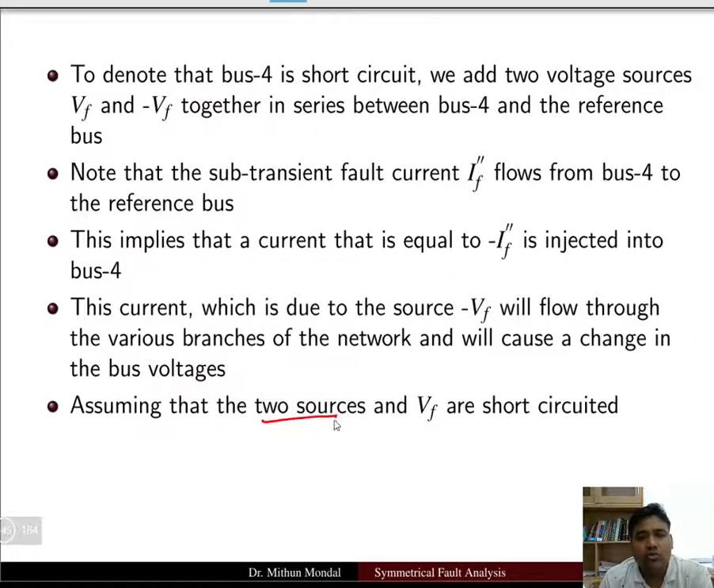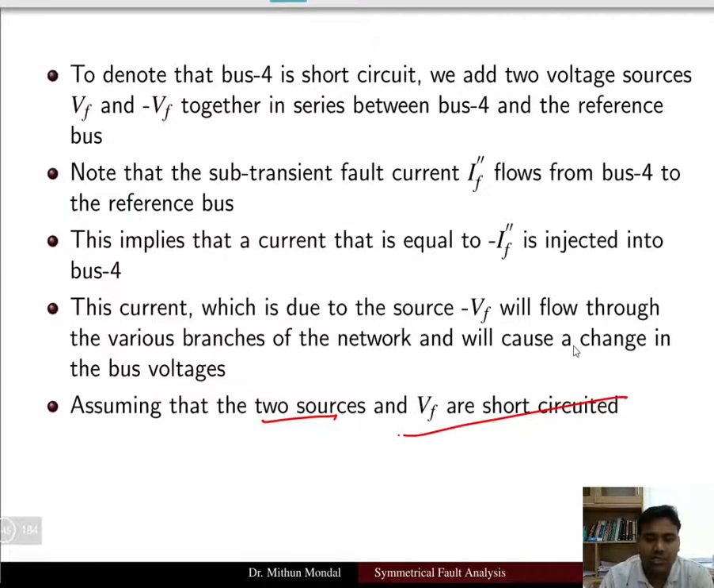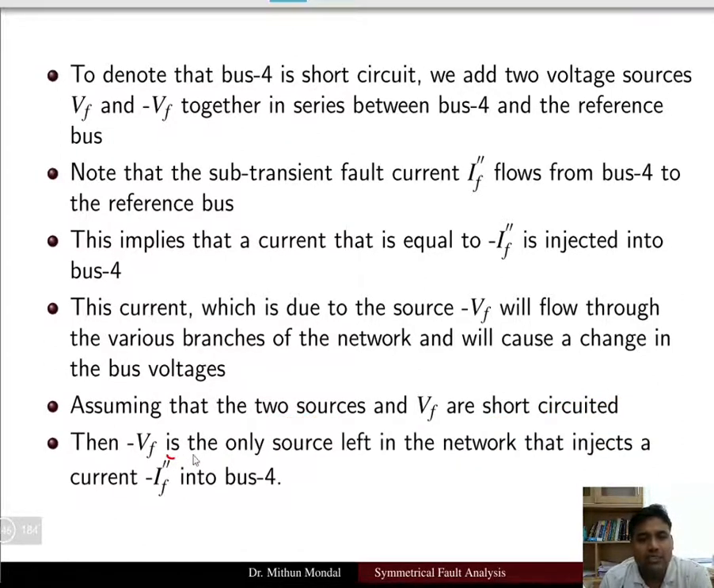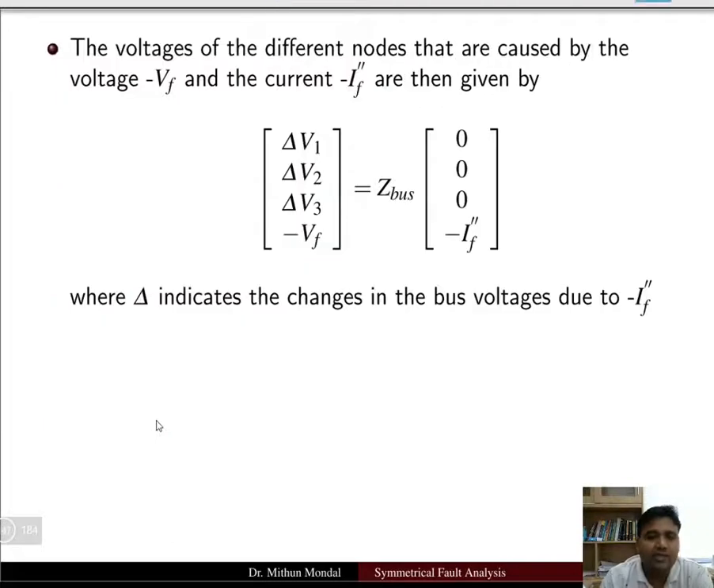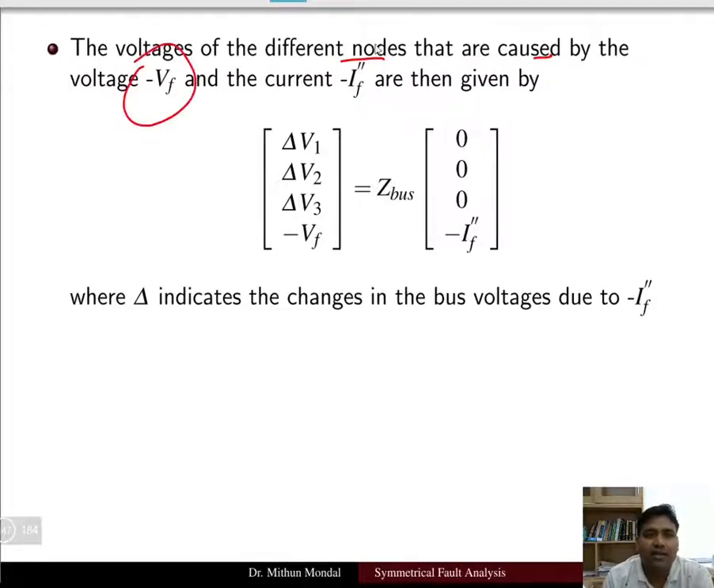Assuming that the two sources Vf are short circuited, then minus Vf is the only source left in the network that injects a current minus I_f'' into bus number 4. So there is only one source, equal to minus Vf, which is injecting a current minus I_f''. The voltage at different nodes caused by the voltage minus Vf and the current minus I_f'' can be related with the help of the relationship V equals I into Z.